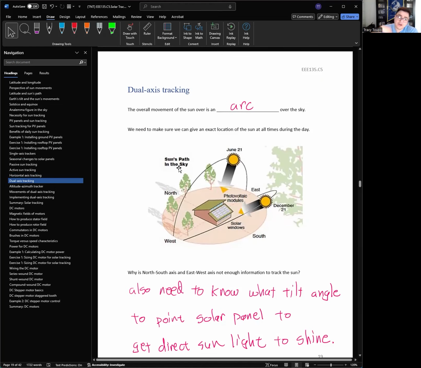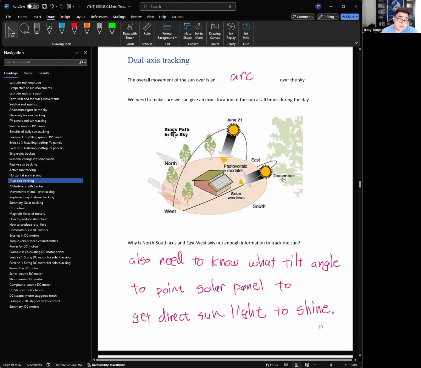Now, we could go even more detailed, and we could do dual axis tracking. So not only are we tracking the east to west movement, we will also track the north to south movement. So you see right here, we have our daily east to west movement, but notice from December 21st to June 21st, the path changed in the sky.